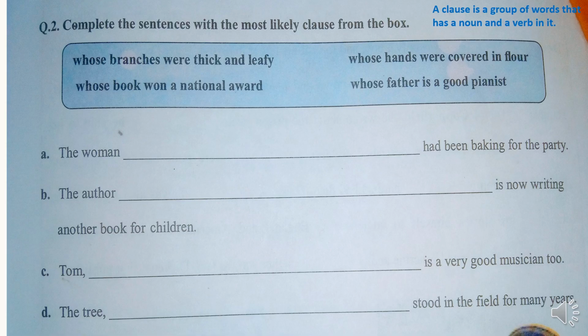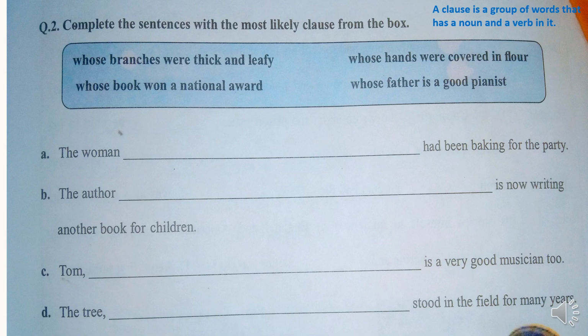Question number 2. Complete the sentences with the most likely clause from the box. Do you know what is a clause? Students, a clause is a group of words that has a noun and a verb in it. Now I'll read the clauses in the box so that you can keep the information in your mind and use it later while doing your blanks. Whose branches were thick and leafy, whose book won a national award, whose hands were covered in flour, whose father is a good pianist. Now for doing this exercise, I'll only tell you the clue word in the sentence with the help of which you can find the appropriate clause.